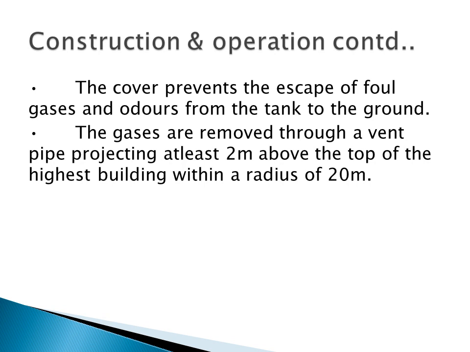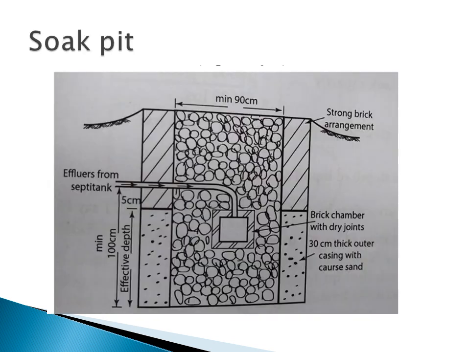A vent pipe is provided to allow the foul gases to escape into the atmosphere. So it should extend at least 2 meters above the top of the highest point. Now, this is a soak pit that is provided.